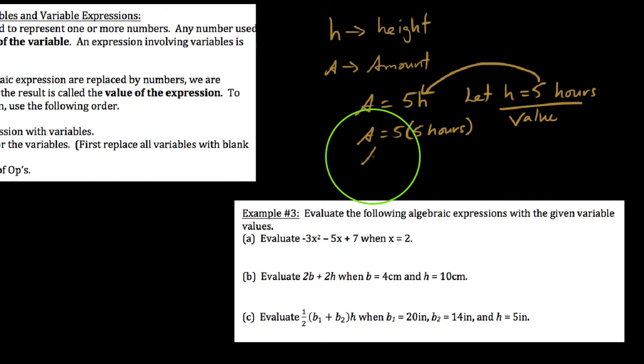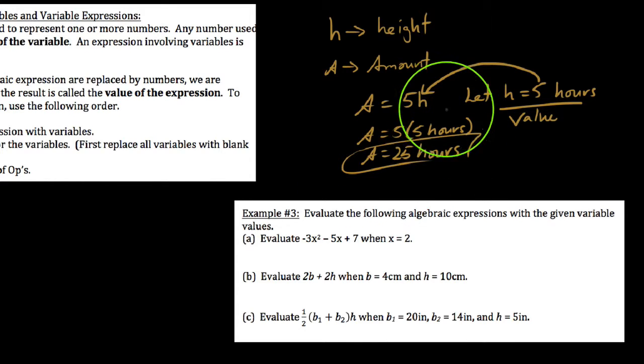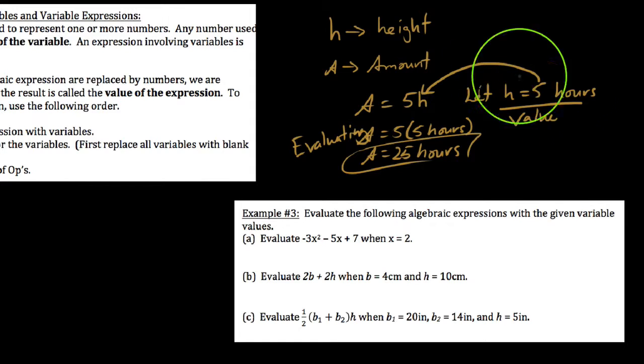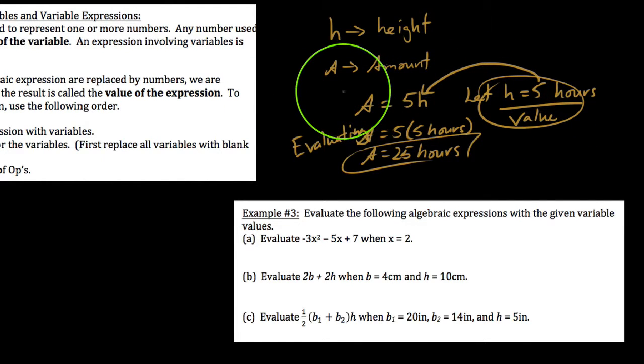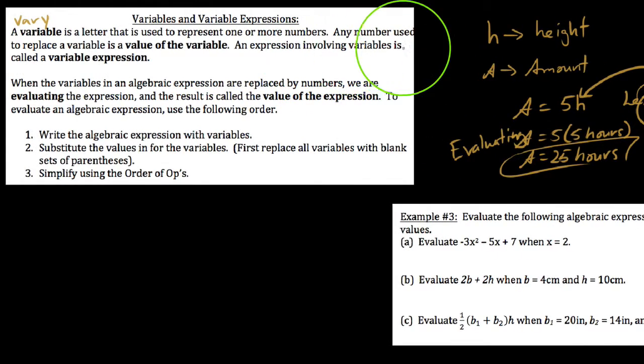So with 5 hours, we would get 25 total here as the amount if we worked 5 hours in a hypothetical. But what we just did here was we evaluated the expression. When we talk about evaluating an expression, we're talking about plugging in specific values for variables in our variable expression. Any expression involving variables, we call a variable expression, essentially. When the variables in an algebraic expression are replaced by numbers, as we did over here, we're evaluating the expression. And the result is called the value of the expression. So this final thing here is also referred to as some value.